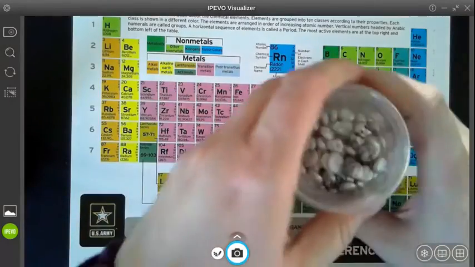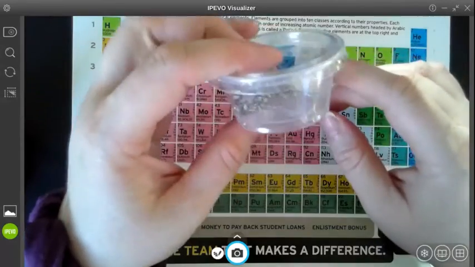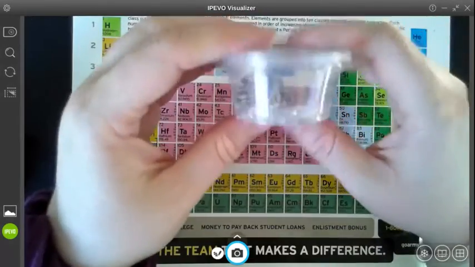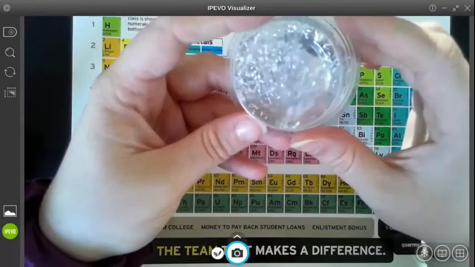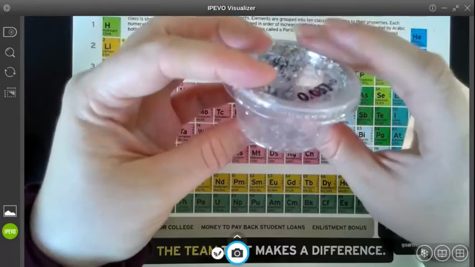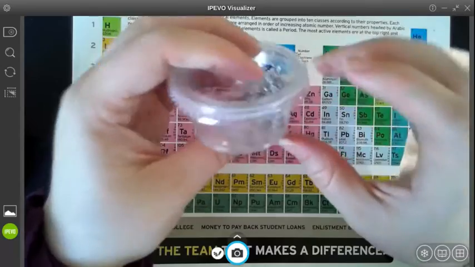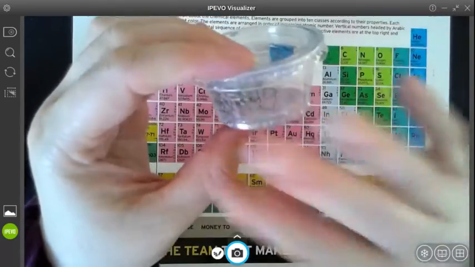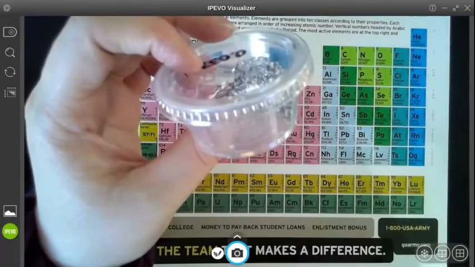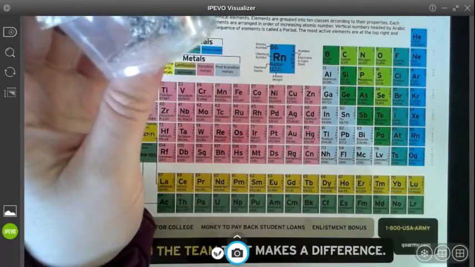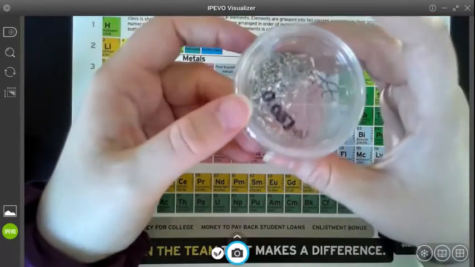Now the next thing I have is, I'm not going to open this one. This is actually magnesium. So magnesium is an alkaline earth metal. You can see some of it's sticking to the container. It has a lot of static electricity in it. If I open this, some of it would probably go flying out just from the static electricity from the electrons. Again, this would be very reactive with water. It would form a little bit of heat and light, not as much as if I had calcium or strontium in water. But this is an alkaline earth metal.